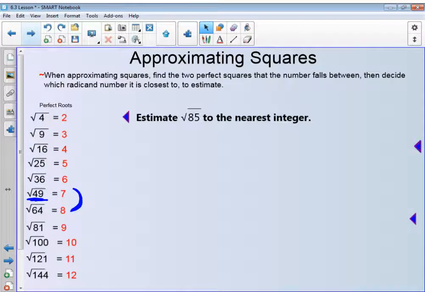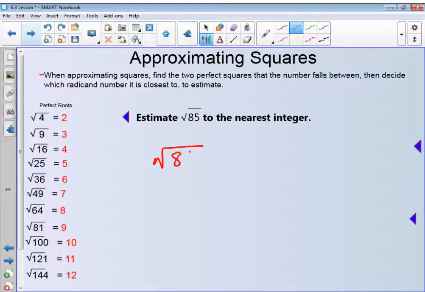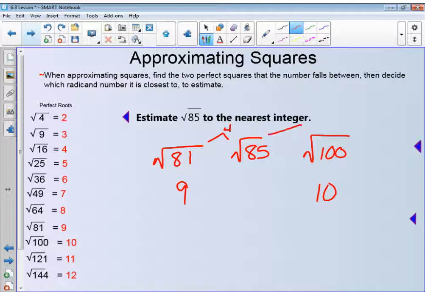So 85, well, let's see. That would fall between 81, which is the square root of 9. Or sorry, the square root of 81 is 9. So it would fall between 9, and then we would have the square root of 85. And then the next perfect square is the square root of 100, which is 10. So it falls between 9 and 10. Which is it closest to? Well, here we're 4 apart. And here we are 15 apart. So which is it closest to? It's closest to 9. So the square root of 85 is about 9.